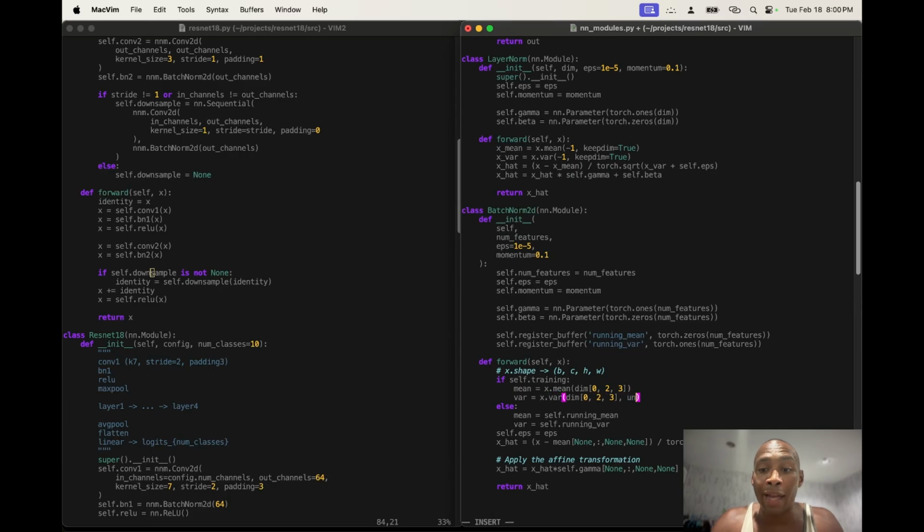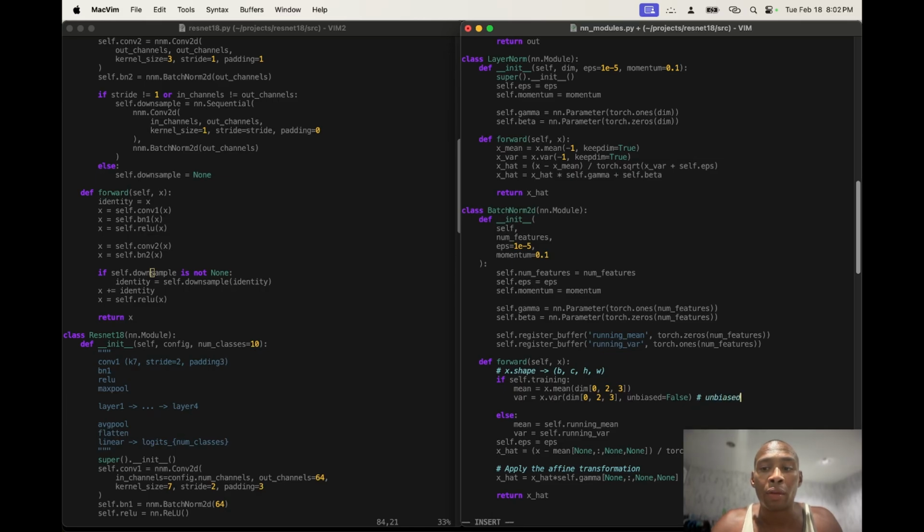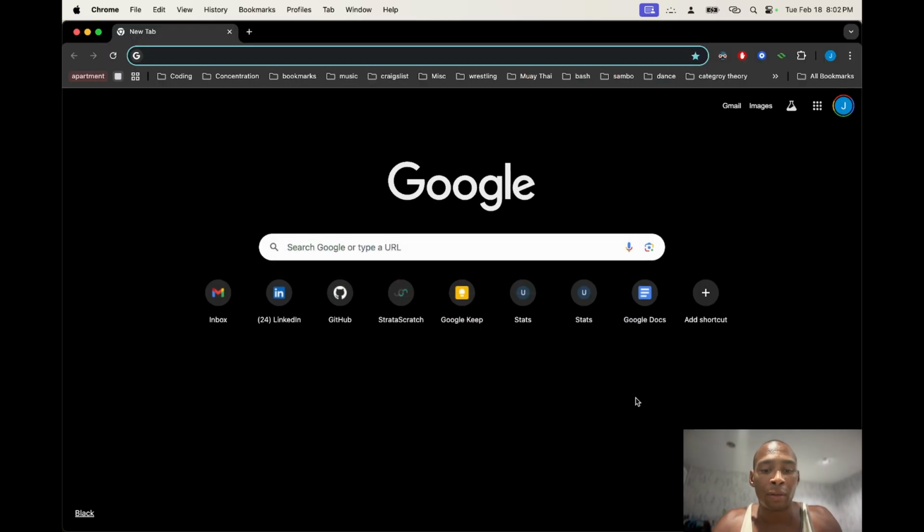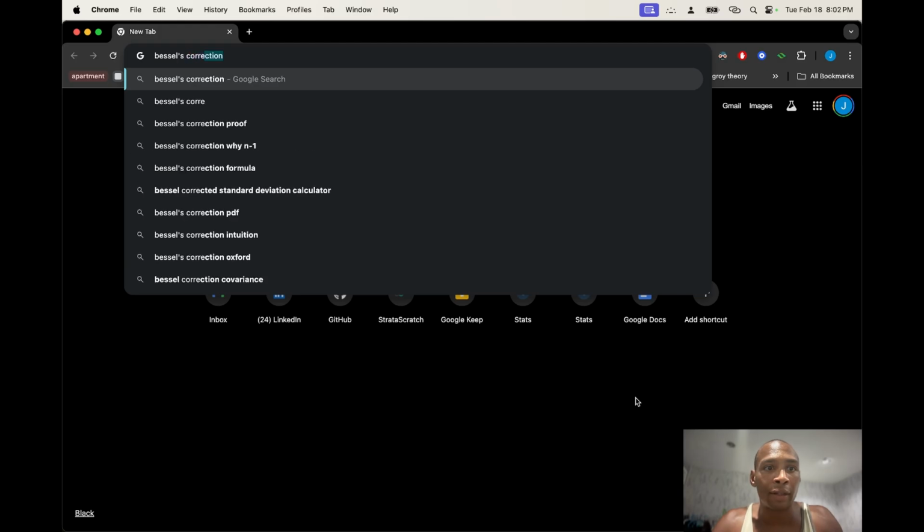But now we need to add this unbiased parameter on the variance calculation. Unbiased false means we're using n to calculate the population variance. I think it's called Bessel's correction. Bessel's correction.